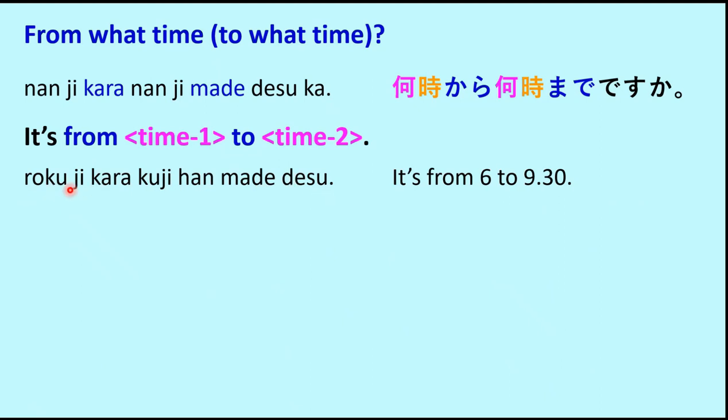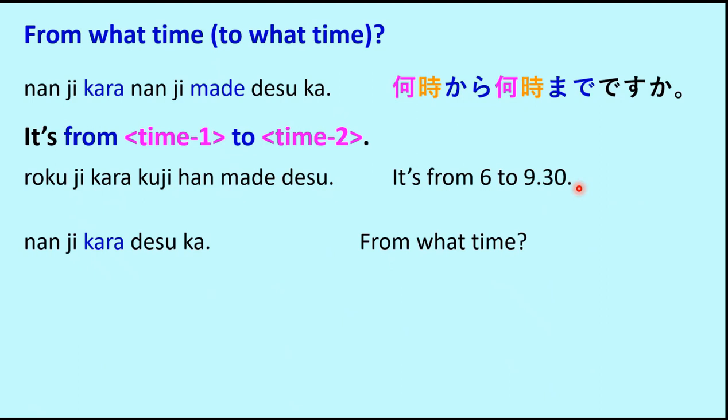So rokuji is 6, kara is from, that is from 6. Kuji han is 9:30, made is to. That means 6 o'clock to 9:30. It's from 6 to 9:30. Rokuji kara kuji han made desu.